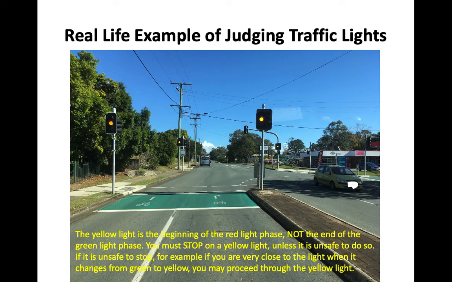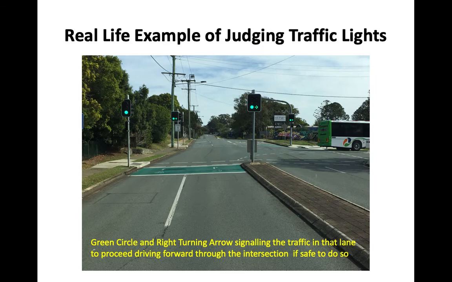Let's have a look at a real-life example of judging traffic lights. The yellow light is the beginning of the red light phase, not the end of the green light phase. You must stop on a yellow light unless it is unsafe to do so. If it is unsafe to stop, for example, if you are very close to the light when it changes from green to yellow, you may proceed through the yellow light.